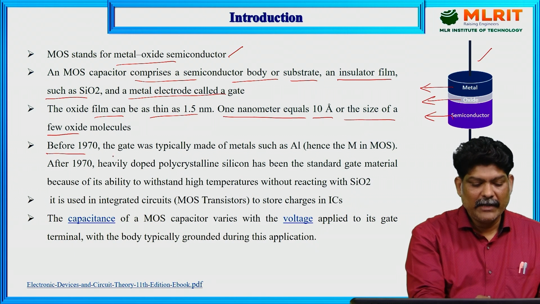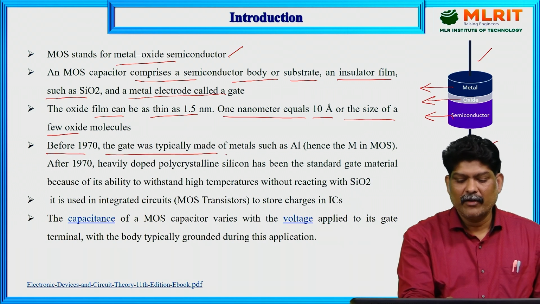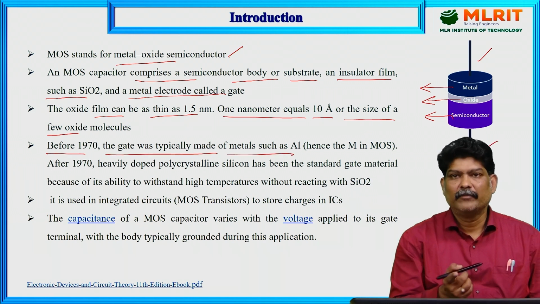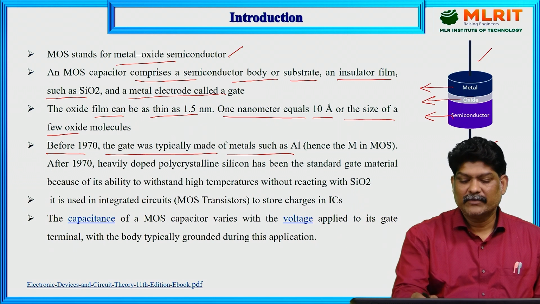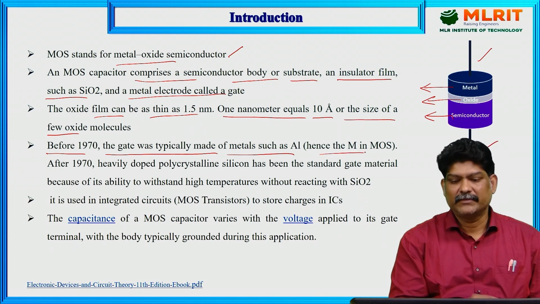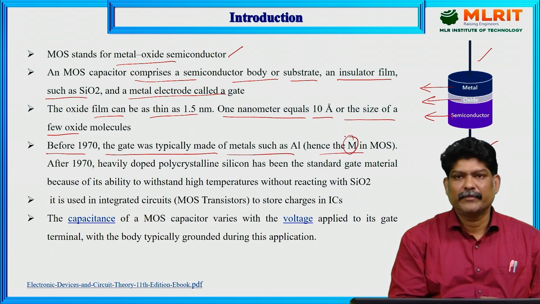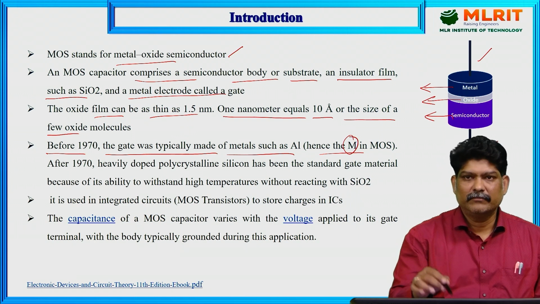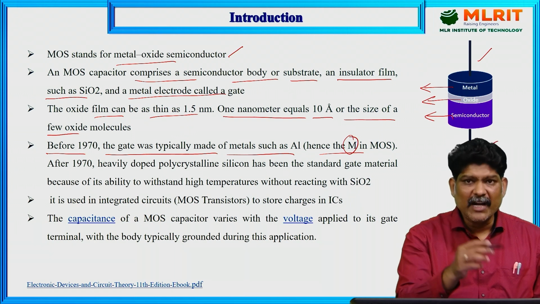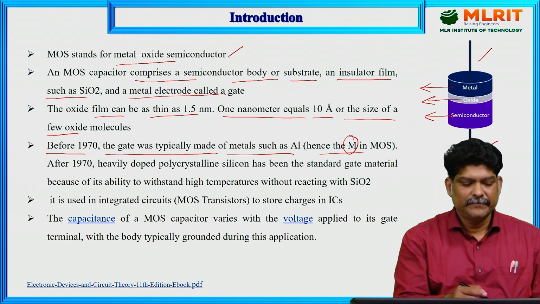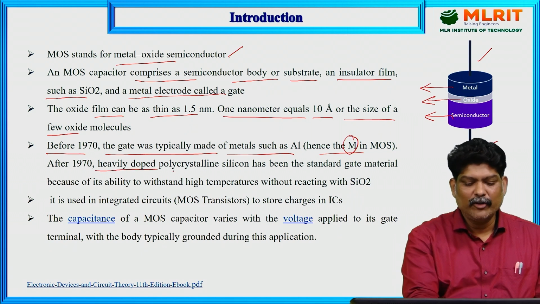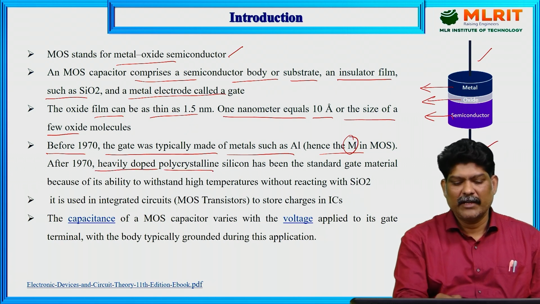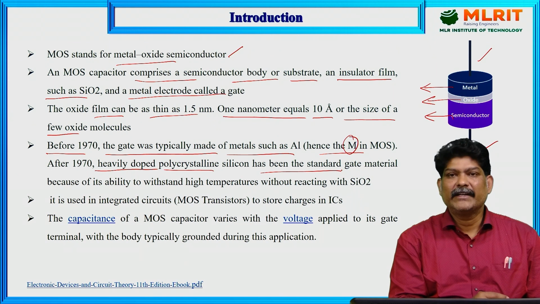Before 1970, the gate was typically made of metal such as aluminum, hence the name metal. M stands for metal, oxide, semiconductor. So up to 1970, metals were used. After 1970, heavily doped polycrystalline silicon has been the standard gate material.